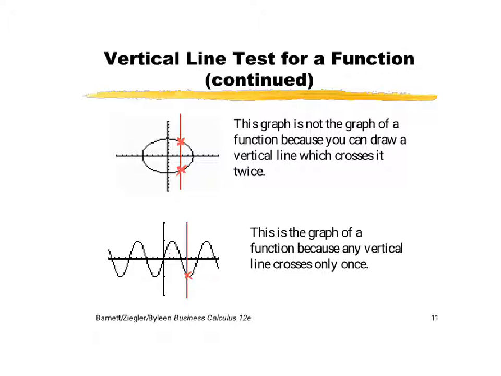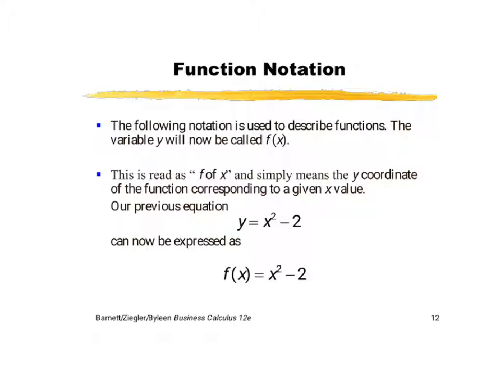Okay, for function notation, it says here, function notation is used to describe functions. The variable y will now be called f of x. So just know here that y is the same thing as a function of x. It is a function of x because the way we find y is we plug in some value of x into the function, evaluate it, and simplify, and we get our value of y. Just make sure you're reading this as f of x and not f times x. Here we've only replaced y with f of x.